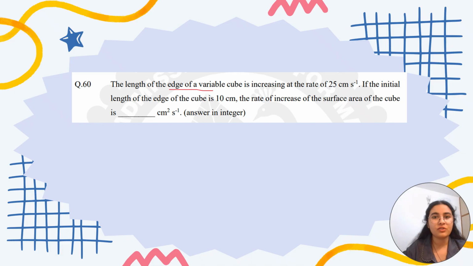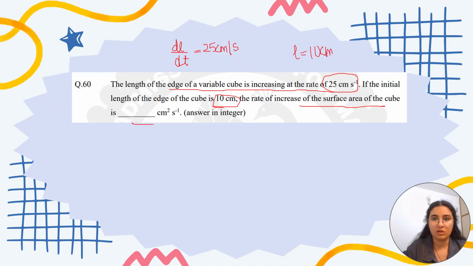The length of the edge of a variable cube is increasing at a rate of 25 cm per second. If the initial length of the edge of the cube is 10 cm, the rate of increase of the surface area of the cube is? So they have given us the rate of change of the edge, that is 25 cm per second. The initial length is 10 centimeters. We have to find dA by dt.